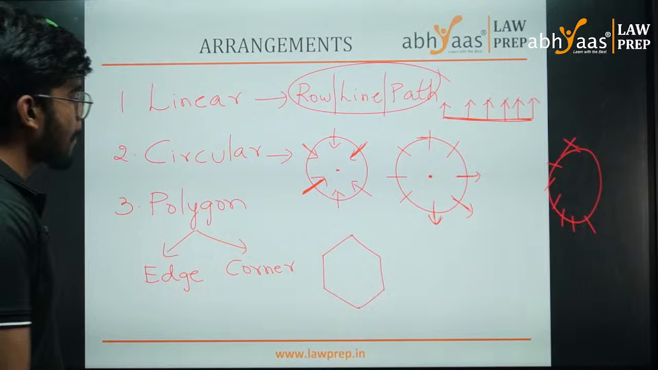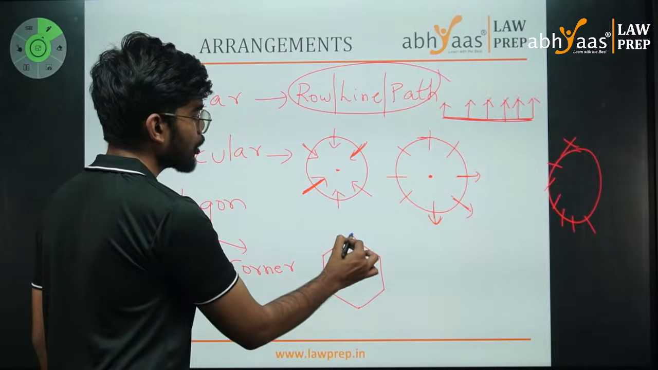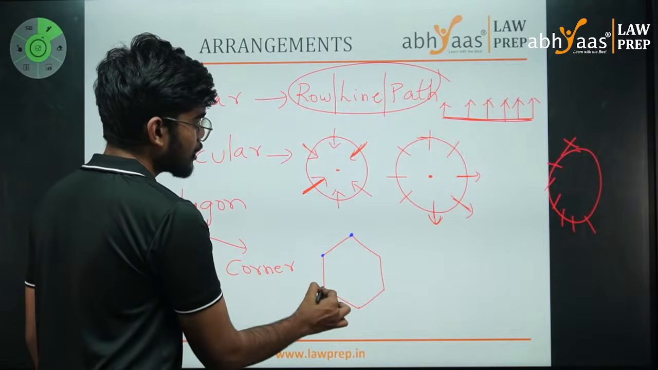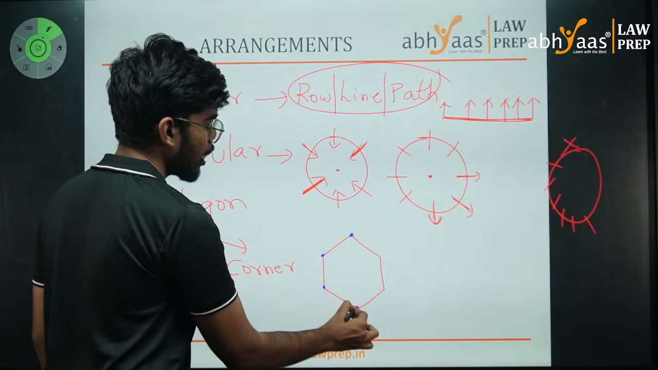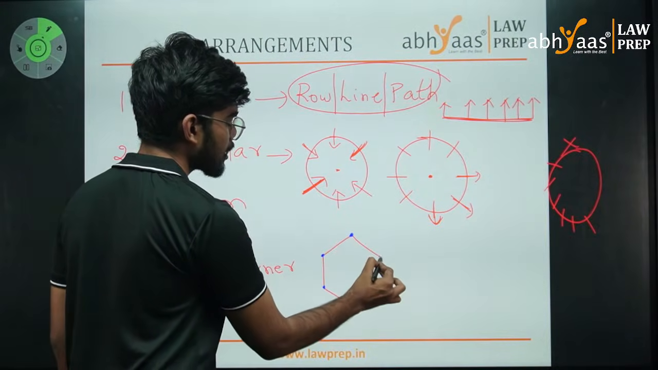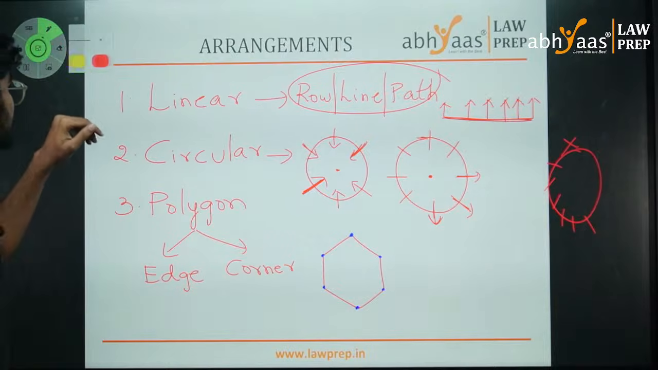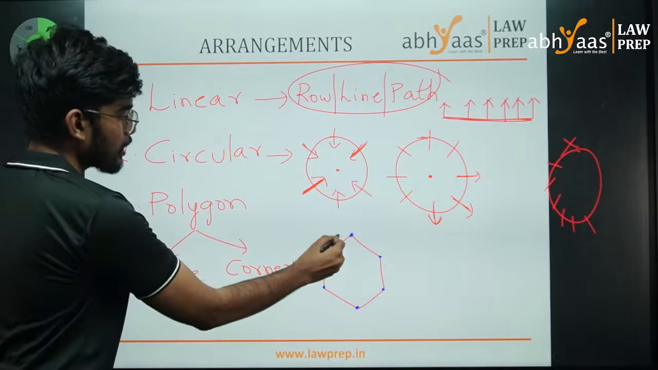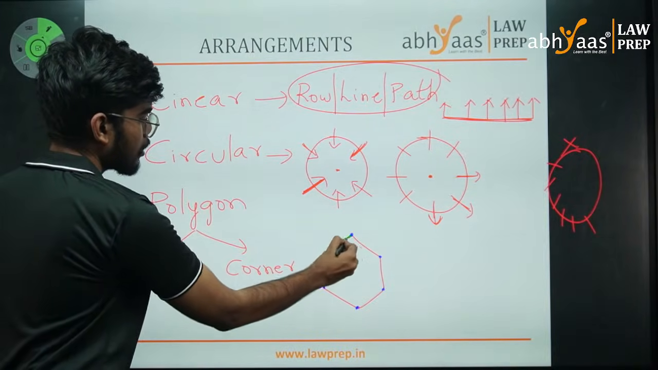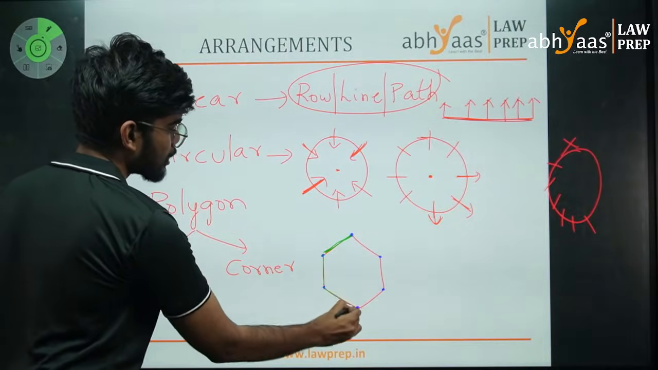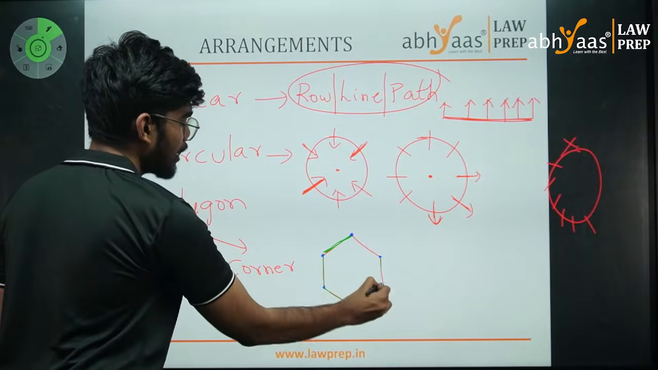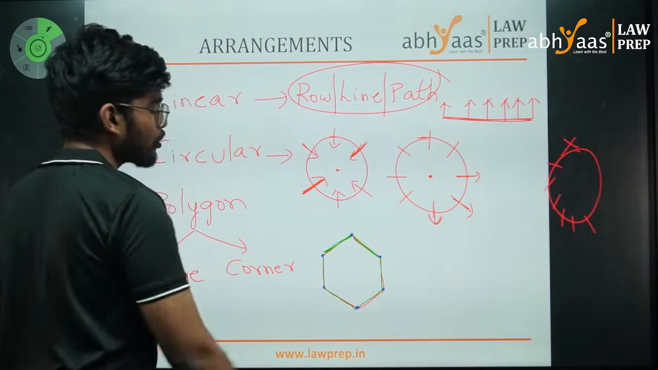Just take a look. See, the intersection point of two edges is called a corner. So these 6 are corners. Now, what is meant by an edge? See, these are called edges. You need not memorize the definitions. I am just telling you the concept.